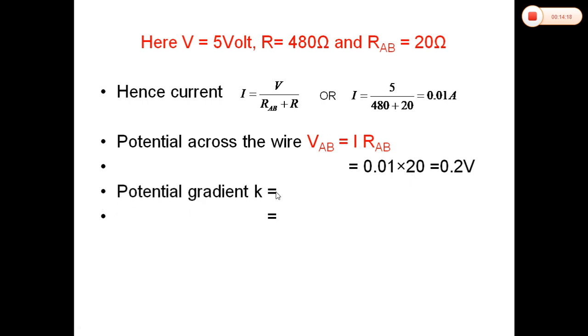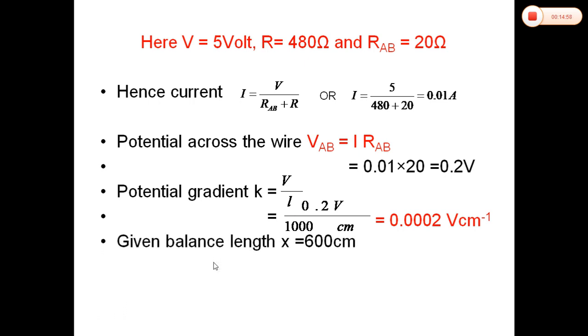The potential gradient now, that is equal to VAB, potential drop across the wire AB divided by length of the wire AB, and that is V by L. So it is equal to 0.2 volt divided by 10 meter or 1000 centimeter. It is equal to 0.0002 volt per centimeter. So this is the first part of the question, how we have calculated the potential gradient. You can see, students, first we have calculated the value of current in the wire, then potential drop across the wire, and afterwards the potential gradient which is equal to potential drop divided by length.